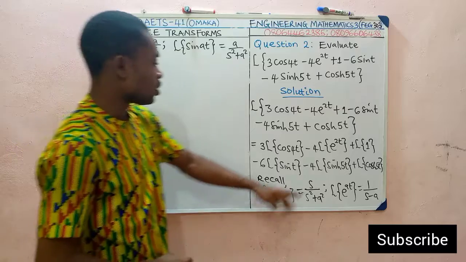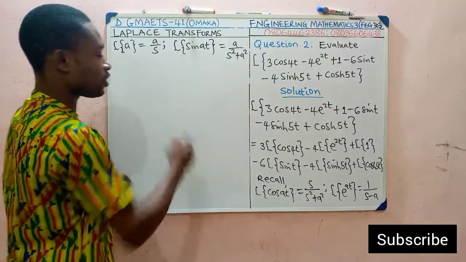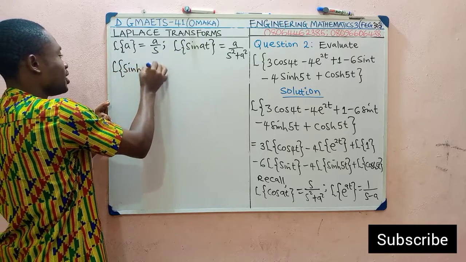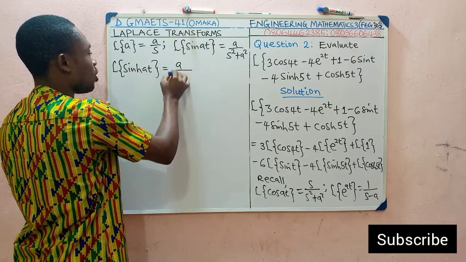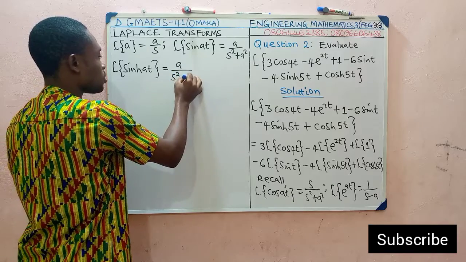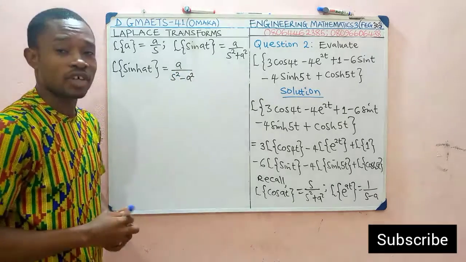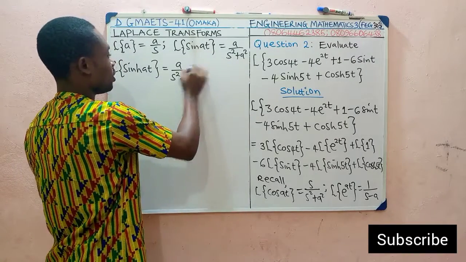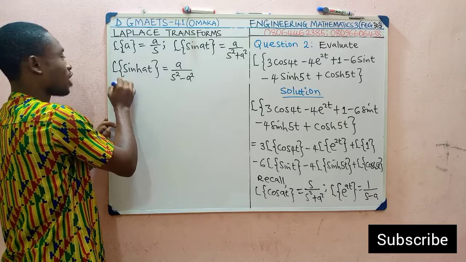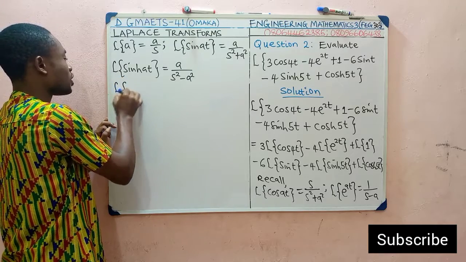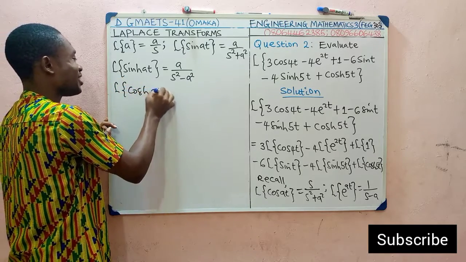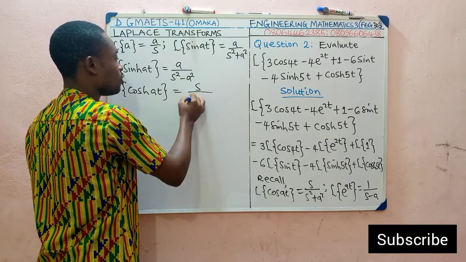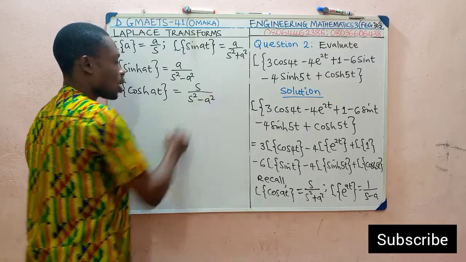Where are we now? We want to get the standard Laplace transform of sinh. The Laplace transform of sinh at, we obtained it to be a all over s squared minus a squared. Remember, for hyperbolic functions, the denominator is minus. For a trig function, the denominator is positive. Then lastly, the Laplace transform of cosh at is equal to s all over s squared minus a squared.